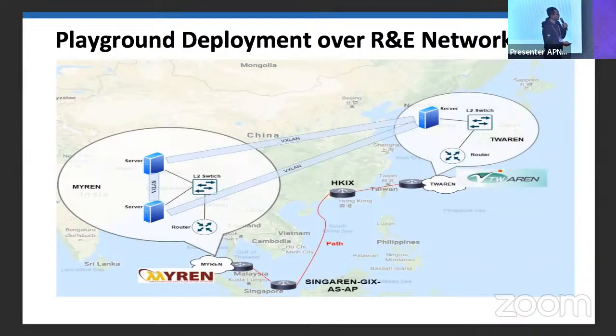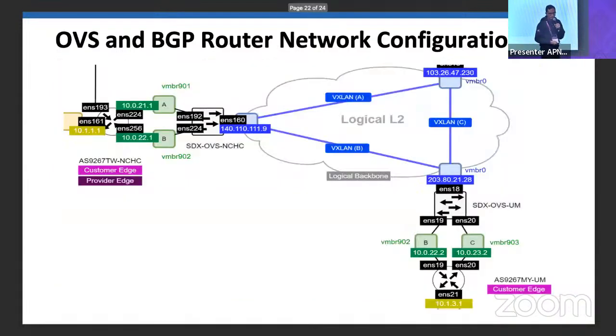Basically, the overview is something like this. We have a test bed in different locations. Singapore is just for transit, and especially we have locations in Malaysia, Taiwan, and some other locations. In here we use this kind of topology to test our IXP fabrics. We just make some overlay connections using VXLAN.